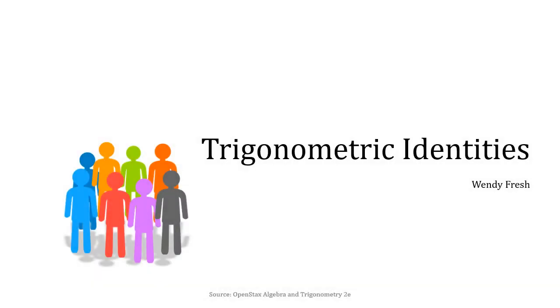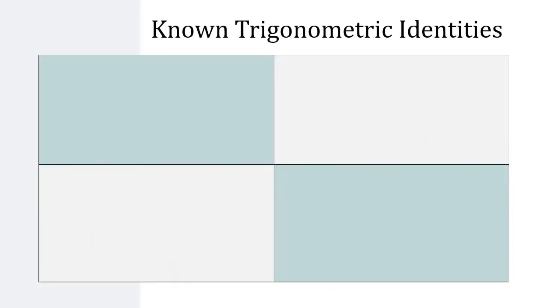In this section, we'll talk about trigonometric identities. Just like people can have different identities, for example, I'm a teacher, I'm a mom, I'm a wife, I'm a sister, and a daughter. Trigonometric identities also have different ways that they can be represented, and some of those ways we've already seen and are known to us.